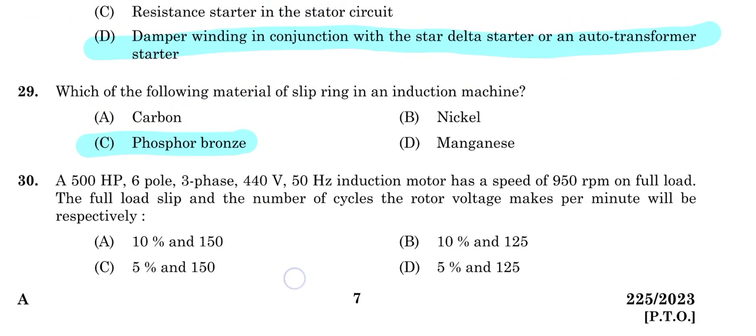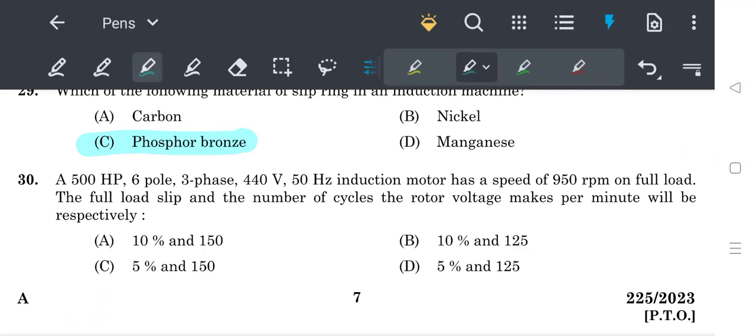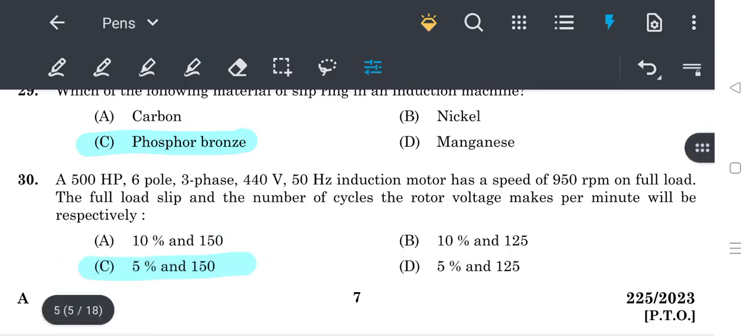A 500 HP 6-pole 3-phase 440 volt 50 Hz induction motor has a speed of 950 rpm on full load. The full load slip and the number of cycles the rotor voltage make per minute will be respectively. Answer, option C, 5% and 150.